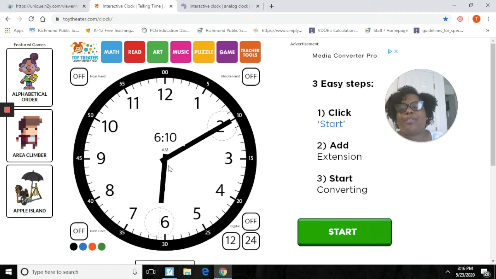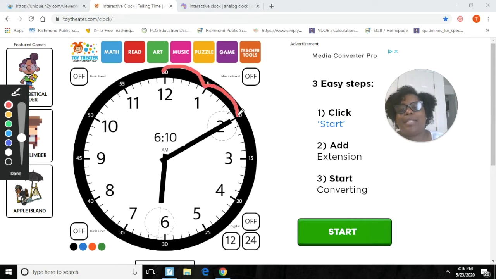We would have to read this time to the nearest 5 minute. And how do I do that? I'm going to start at the 0. Let me get my pen. And I'm going to say 5:10. It is 6:10. So let me write that over here. 6:10. That is the time.